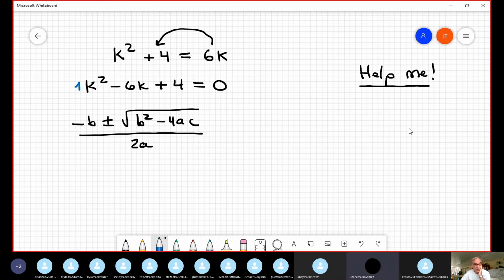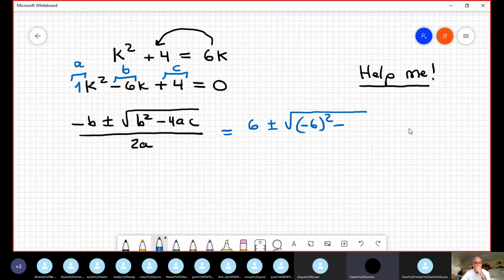So then you would substitute the values where a equals 1, b equals negative 6, and c equals 4. Very well. So is it 6 positive or 6 negative? Because remember, in the formula we have a minus, and b is also minus, double minus, automatically I put positive 6, right? Yes. Plus or minus the square root of negative 6 squared, to the second, minus 4 times 1 times 4.